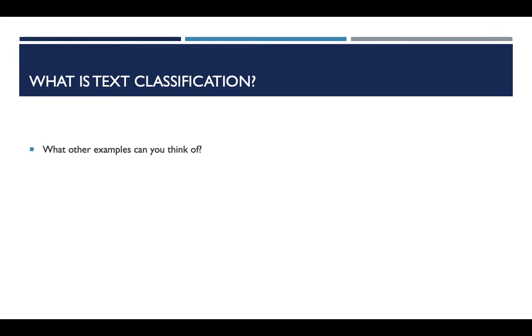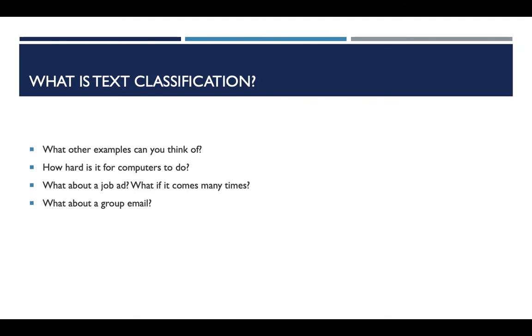So first off, a couple more examples. What about job ads? If you get a job ad into your email, is that spam or is that ham? And with it comes a whole bunch of times. Does that change your opinion of whether it's spam or ham? Is it good or bad? What about group emails? Do you want those in your inbox if you're going to use machine learning to automatically classify emails in your inbox as spam or ham? Group emails, do you want those? Or do you want those to go to spam?